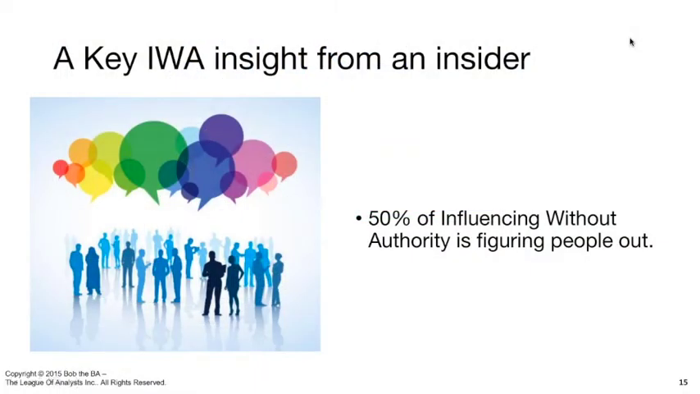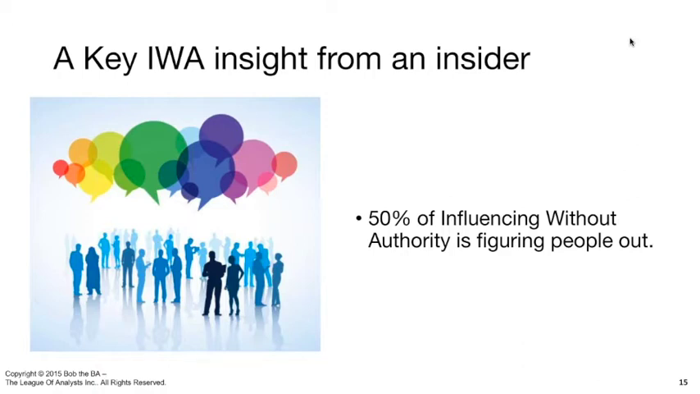Welcome back. So now it's time for a key influencing without authority insight from an insider. That's what the IWA stands for, influencing without authority. And in my experience, I have found that 50% of influencing without authority is actually figuring people out. This is very much a people-centric and people-focused approach. And if you can figure out people at their core, you have a shot at influencing them. If you're not good at figuring people out, it makes it harder.